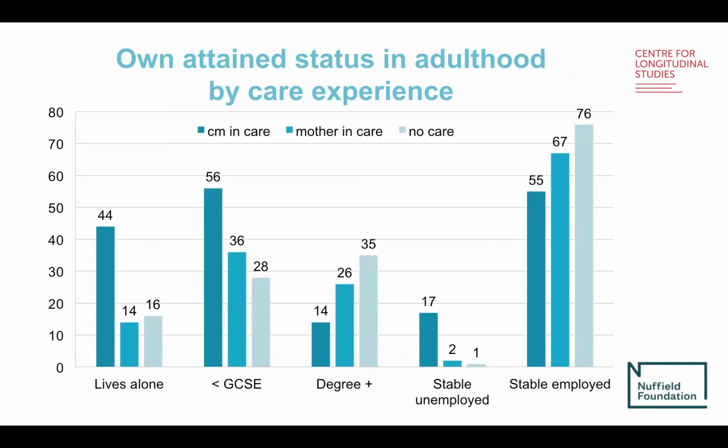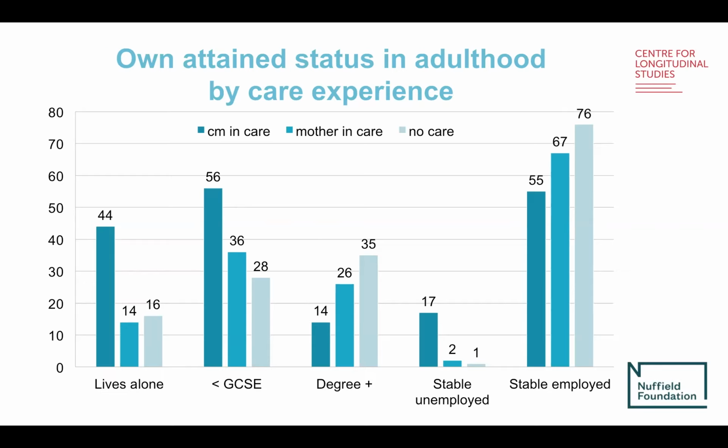In terms of their own attained adult status, this is taken from the COVID survey. Here we can see that if the cohort member had been in care themselves, they're far more likely to be living alone at age 50, more likely to have only no or low level qualifications, and less likely to have attained a degree. Although at 14%, it's still 1 in 7 who have managed to get a degree.